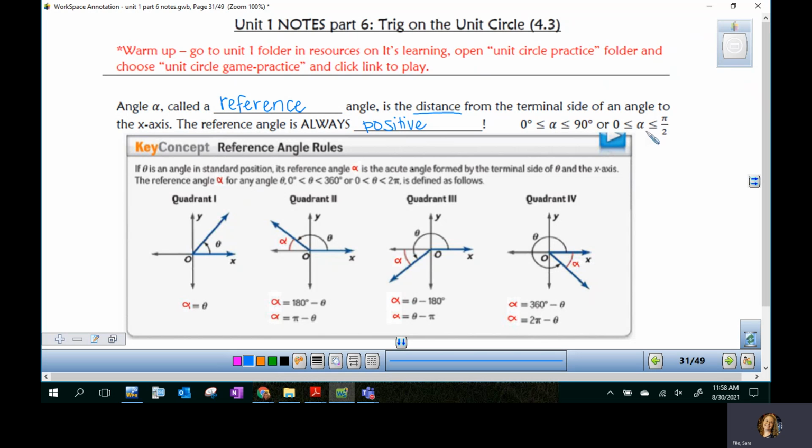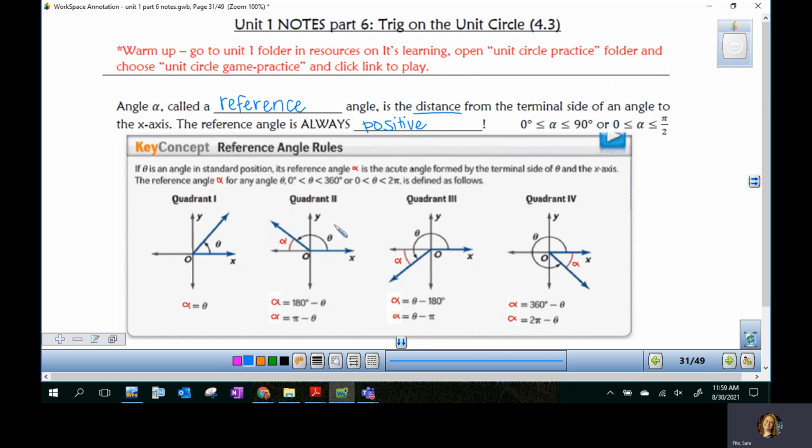And that's because the furthest away from the x-axis that you can be is the y-axis. And if you're on the y-axis, the x-axis is a 90-degree angle, right? Once you go past the y-axis, for instance, this quadrant 2 angle, you're getting closer to the x-axis again, just on the negative side. So 90 or pi halves is the furthest away you'll ever be from the x-axis when you're drawing an angle in standard position.